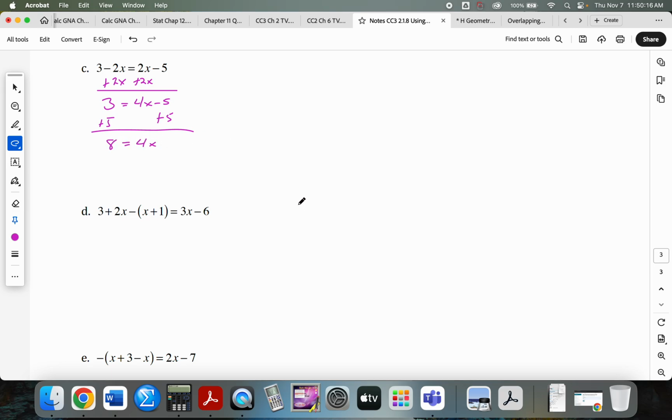So if 4x is equal to 8, what times 4 gives me 8? 2. Or you can think about it as dividing both sides by 4. Each x must be 2.